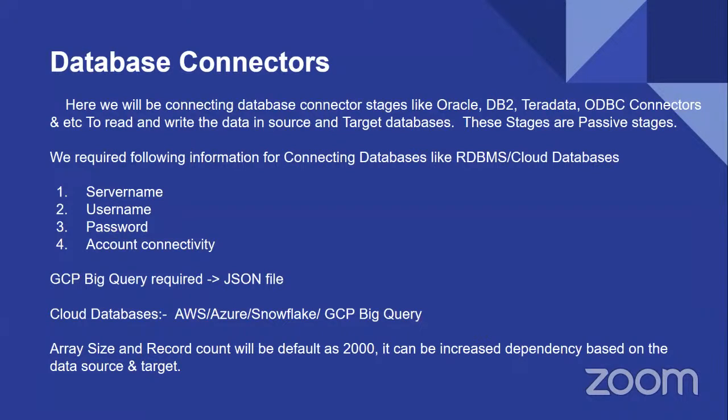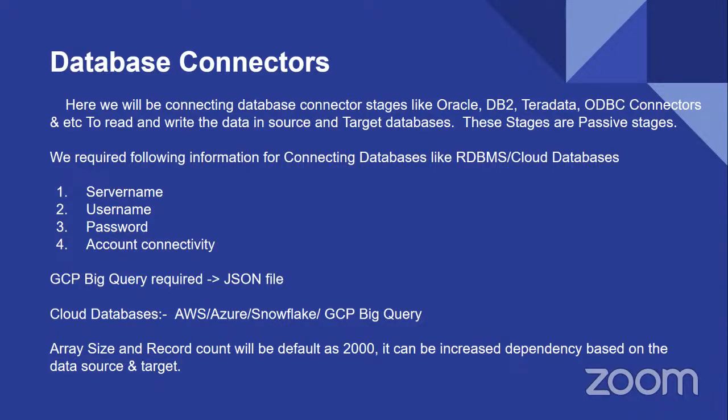Okay, so here for BigQuery, we'll be using BigQuery connectors and a JSON file. For cloud databases like AWS, Azure, and Snowflake, we require the server name and account connectivity information, that is, a username and password to connect to that respective cloud database. Or for GCP, it requires a JSON file.